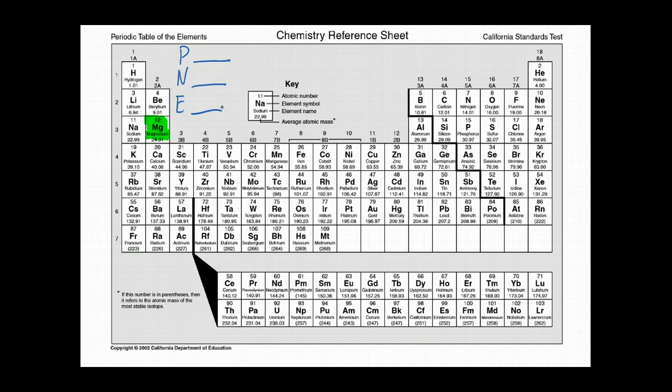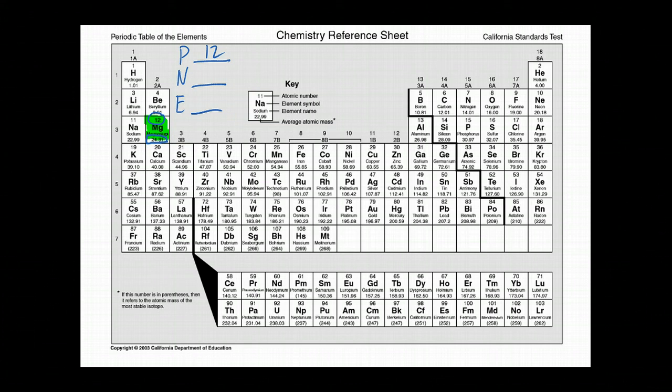Protons is really easy. All you do is look at this number, which is called the atomic number. The atomic number is always going to stand for the number of protons, for every single element. Now, neutrons gets a little tricky. What you need to do is look at this number called the average atomic mass. Now, the average atomic mass is a little complicated.